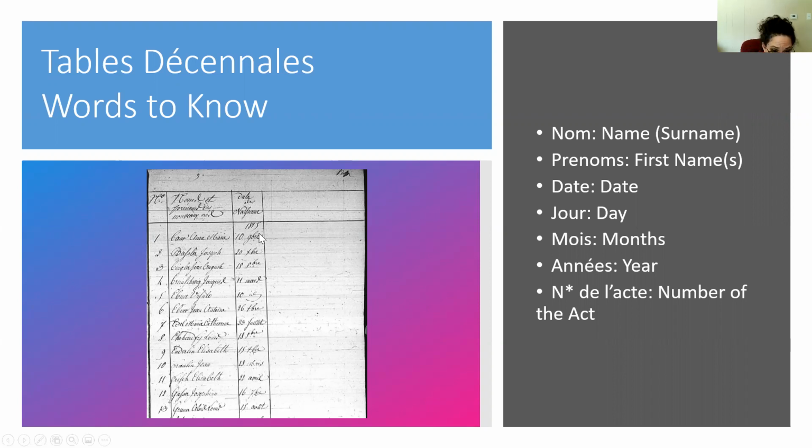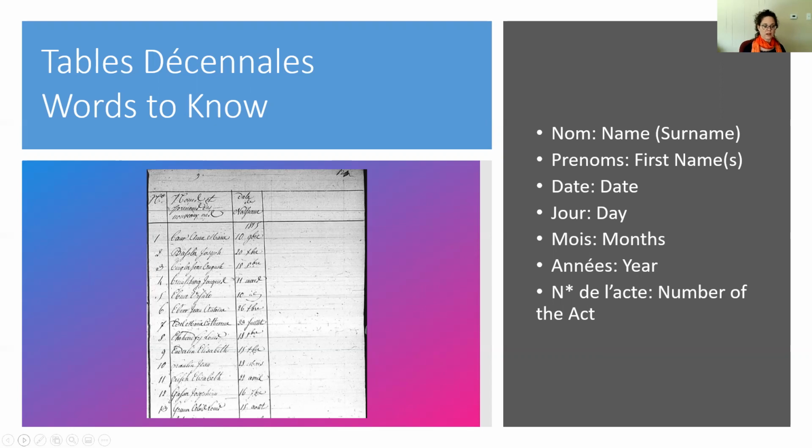And actually on this register, I believe this is 1813. But so there are 12 baptisms that were performed that year. So you'll have the page that tells you this is for, in this case, the year 1813, and then there will be the actual documents for those 12 baptisms. And then the very last page is going to be the tab décennal, or the index.